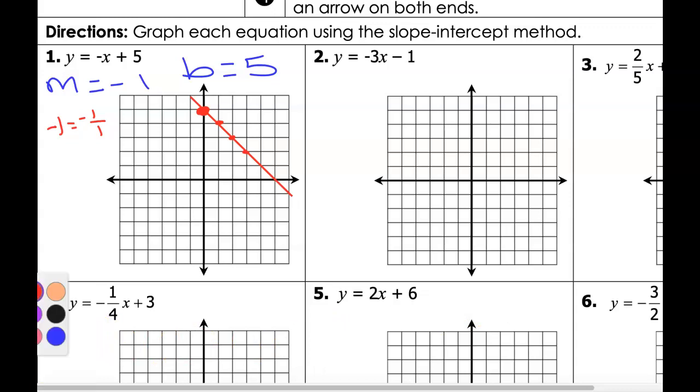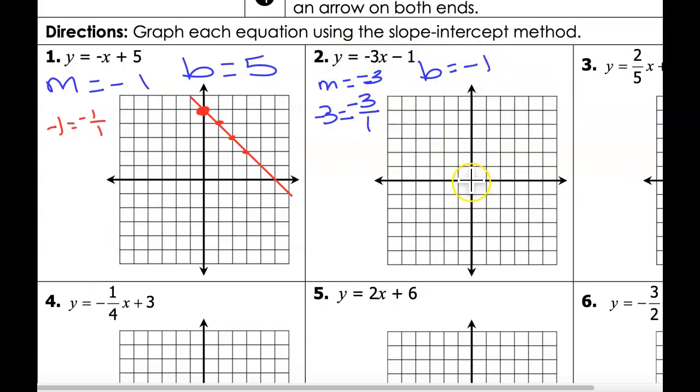All right, looking at number 2. So same thing. My slope is -3, which is the same thing as -3/1. All right, we have to have a fraction in there somehow, so if it's just a number, we put that number over 1, because if we just go down or up, that's going to give us an undefined slope instead of a slope of -3. And then my y-intercept is at -1.